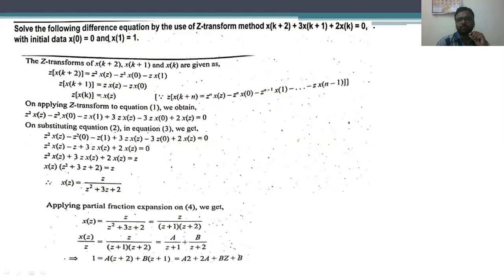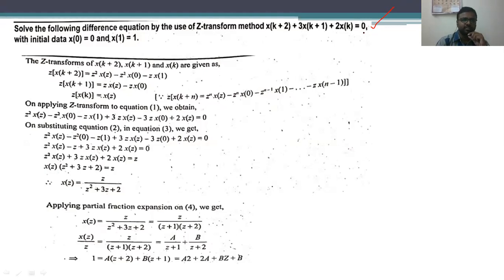In the statement of the problem, try to observe that only the output function has been given. There is no input function. The output is represented as x of k and the input is 0.